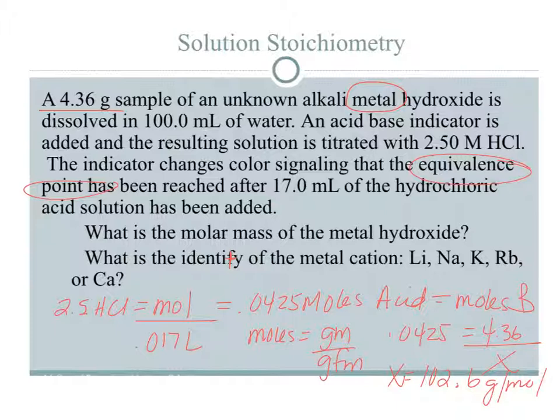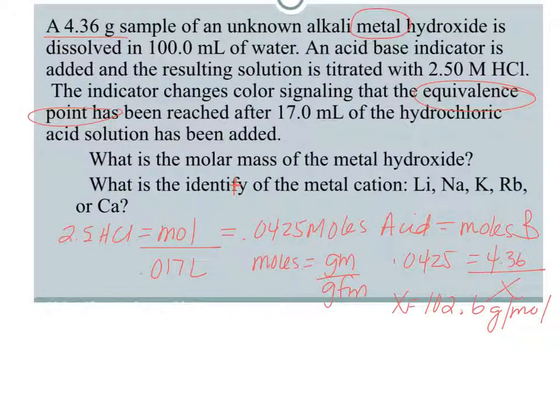So now we have to get a little bit intuitive. We know that all of these down here, with the exception of calcium, are going to make a monohydroxy base. So that means all of these are going to be, say, BOH: one anion, one cation. Calcium is going to be B(OH)2.